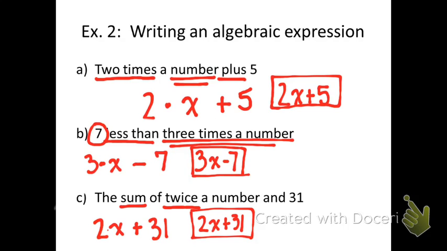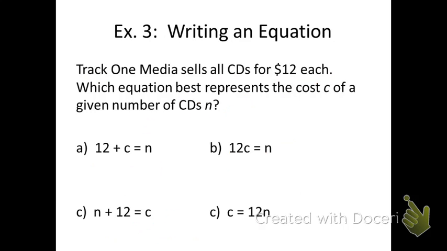Alright? These are from example 2. Continue on. Example 3, writing an equation. Here's the example. Track 1 Media sells all CDs for $12 each. Which equation best represents the cost C of a given number of CDs N? So they say that the cost is going to be represented by the letter C here, and the number of CDs will be represented by the letter N.